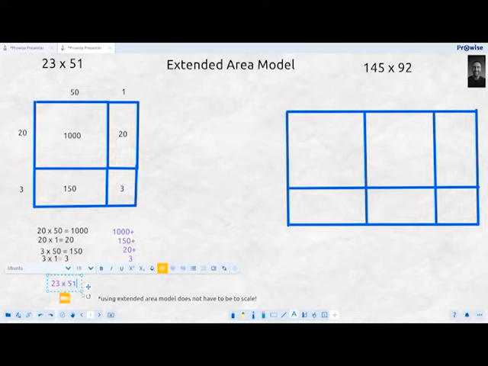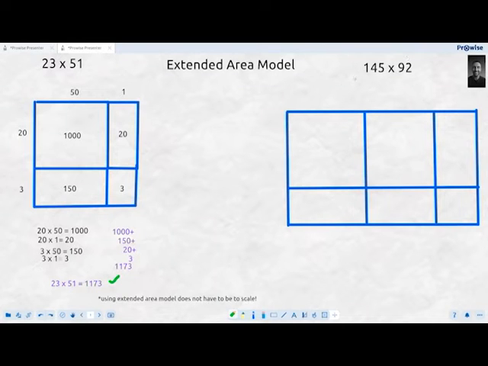Now you can see I've made a little note at the bottom of the page saying using extended area model does not have to be to scale. Now if we made it to scale, as in the previous video, your area models would get very, very big very, very quickly. So we don't want to do that. If we can just keep them nice and neat and organized, they don't have to be to scale. It actually makes it much easier for us to visualize how big they are.